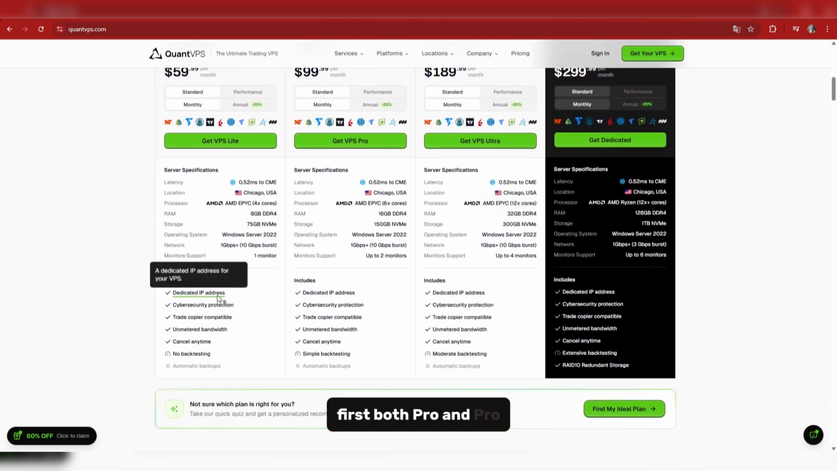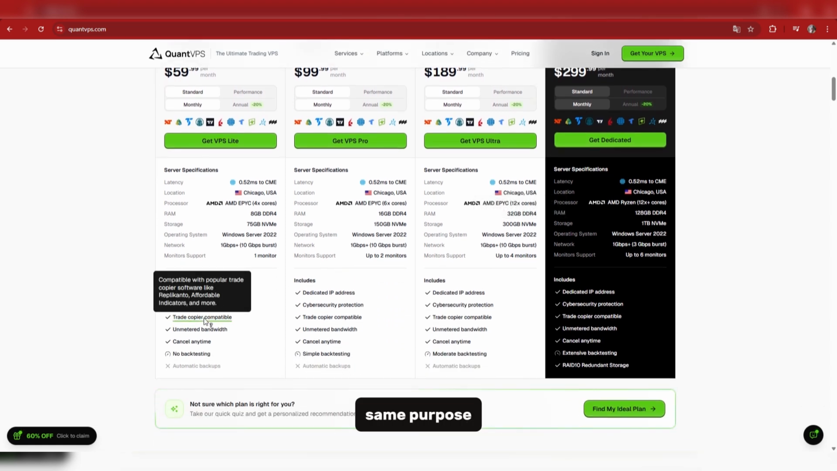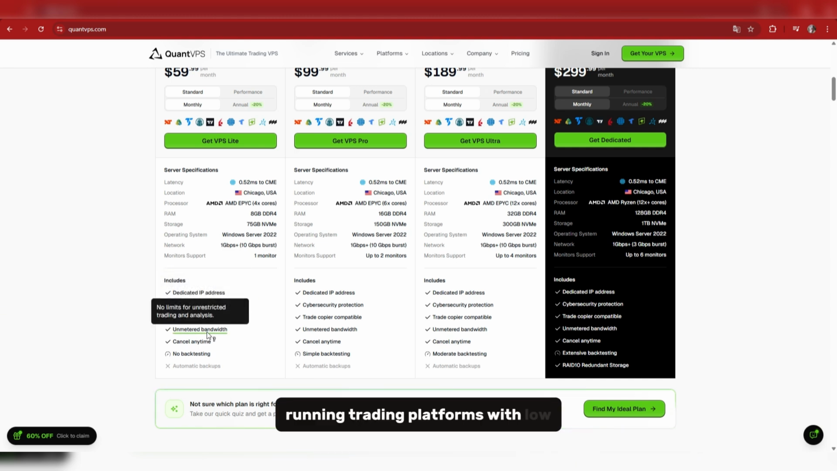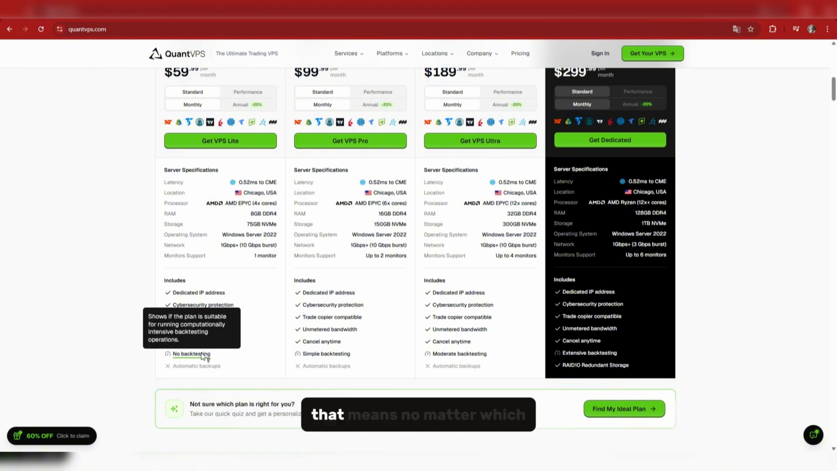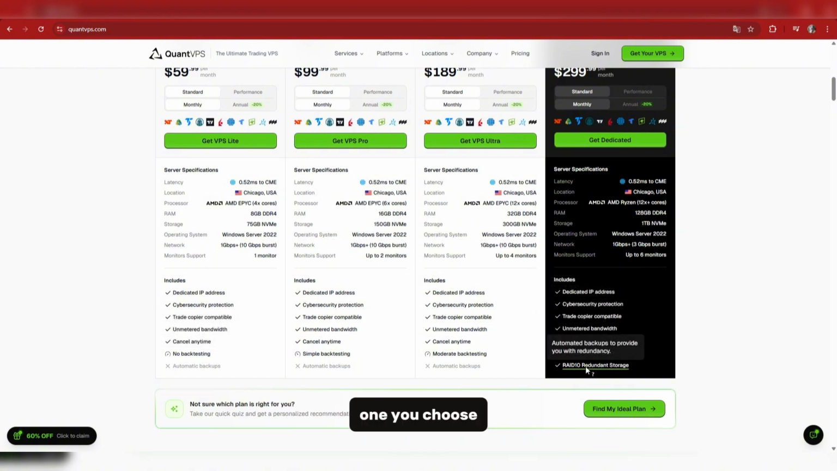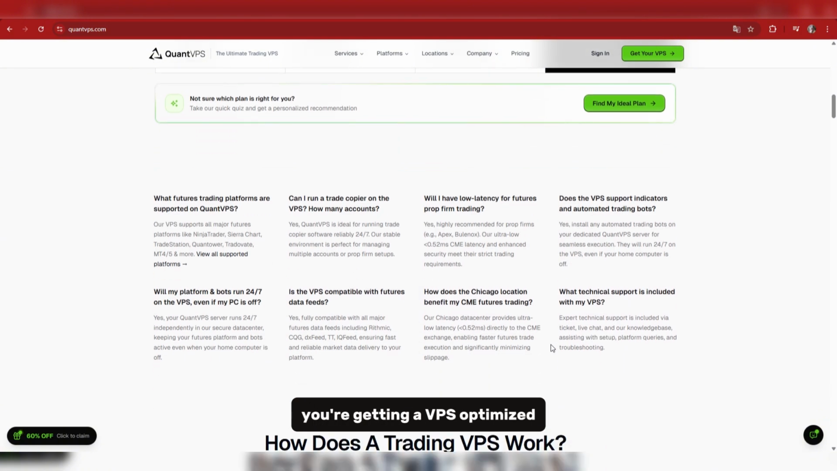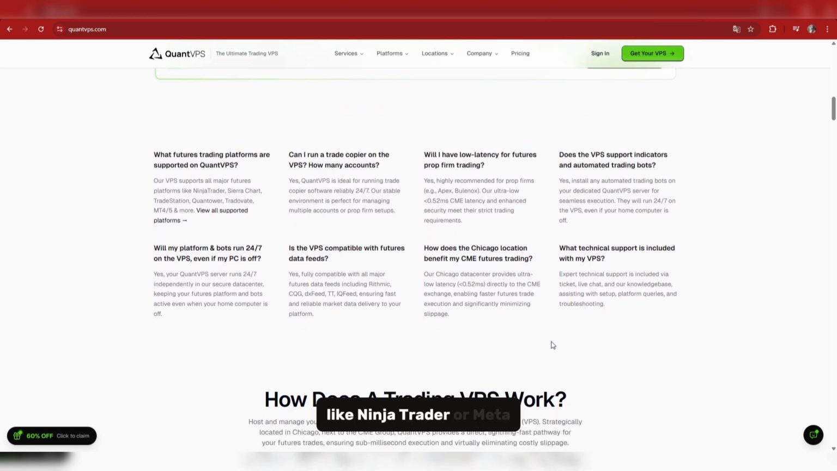First, both Pro and Pro Plus are built for the same purpose: running trading platforms with low latency, high uptime, and stable performance. That means no matter which one you choose, you're getting a VPS optimized for trading environments like NinjaTrader or MetaTrader. But the key difference is how much load each plan can handle.